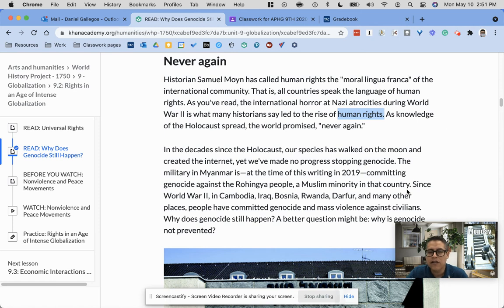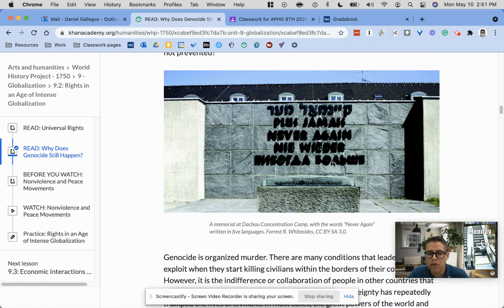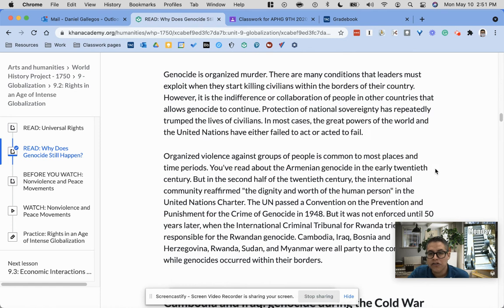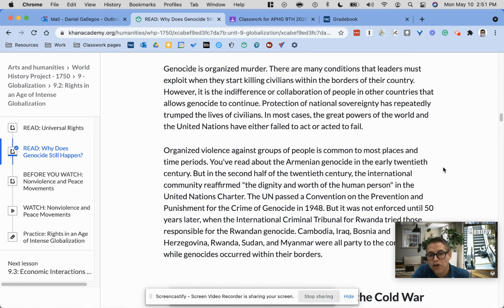Right? So the authors show you an image here of a memorial at Dachau concentration camp with the words "Never Again" written in 5 different languages. Genocide is organized murder. There are many conditions that leaders must exploit when they start killing civilians within the borders of their country. However, it is the indifference or the collaboration of people in other countries that allows genocide to continue. So let's pause here because the authors just offered us a reason why it keeps happening.